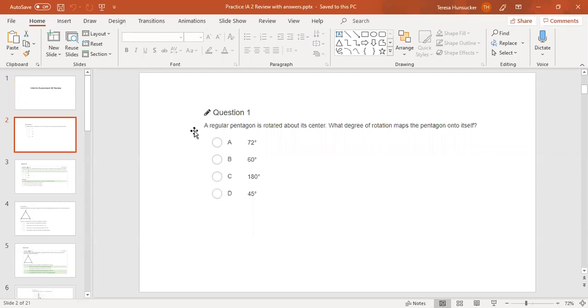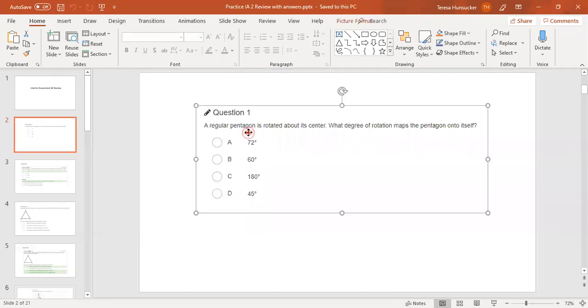The first question states that a regular pentagon is rotated about its center. What degree of rotation maps the pentagon onto itself?